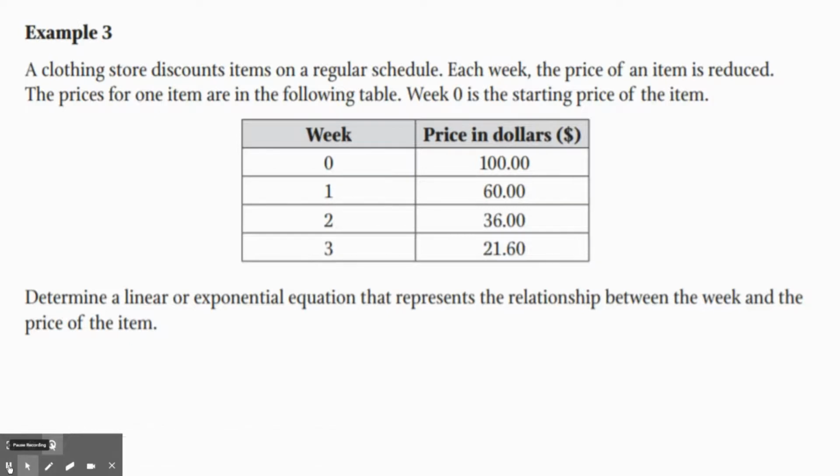Example 3, a clothing store discounts items on a regular schedule. And as you can see from the table, as the weeks increase, something's happening in the price in dollars. And my question is, are these steadily decreasing? And the answer is no, they're not decreasing by the same amount. So again, we're going to be trying to figure out that common ratio so we can get a base. This is going to be an exponential function.